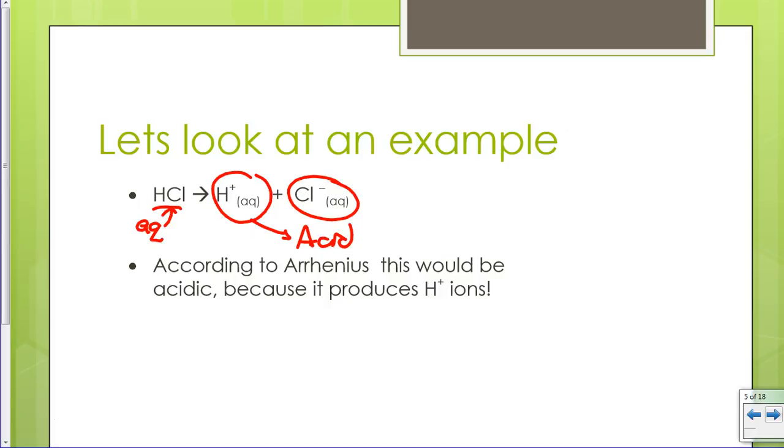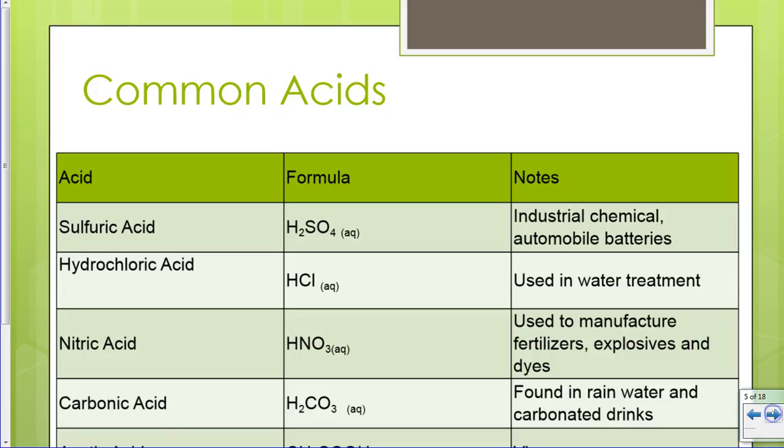Now, the other thing that will sometimes show up is that over top of the arrow, it might say H2O or water. All it's saying is that it happened in the presence of water. It's not actually a reactant.